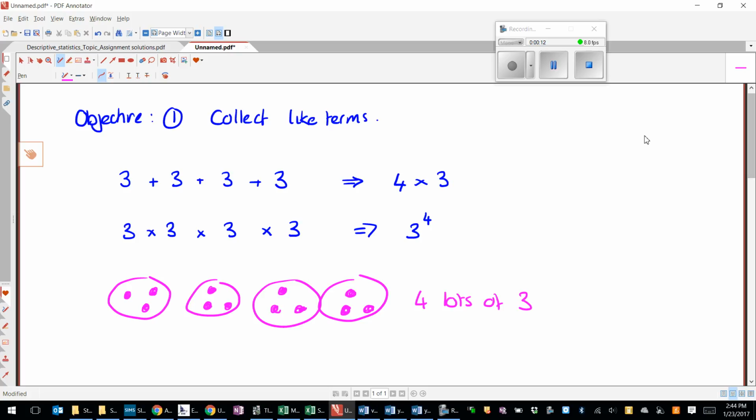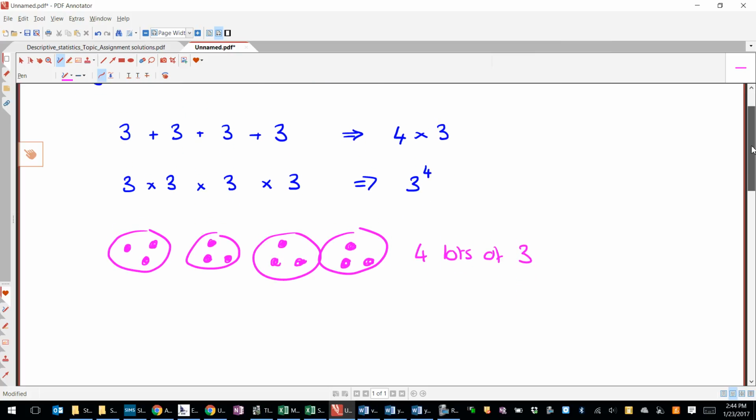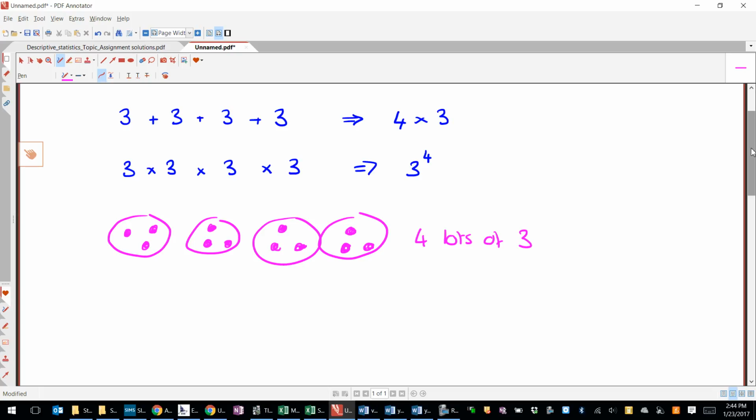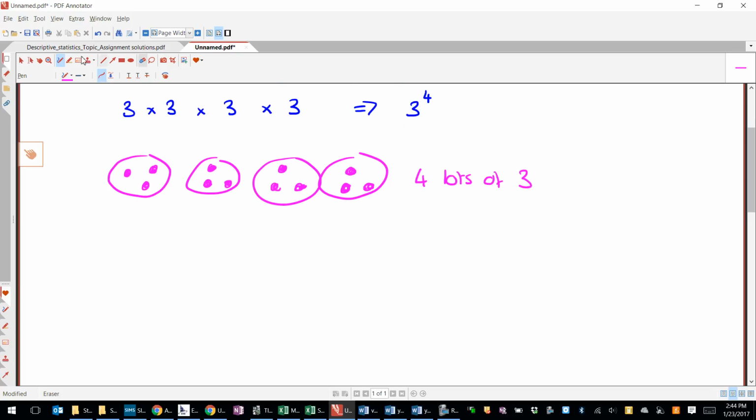Right. Let's have a look then. So we're having a look at this difference. So we've got 4 times 3, so it's 3, add another 3, add another 3, add another 3. That kind of makes sense. But what about 3 times 3 times 3 times 3? What does that actually mean? Millie?